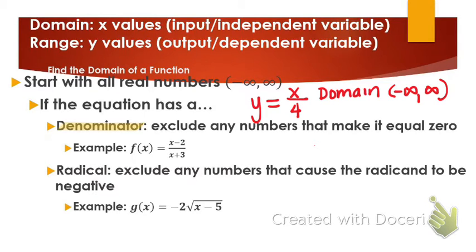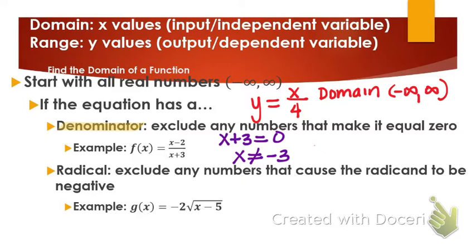So let's look at the first example that I put on your page, where it says x minus 3 over x plus 3. You have to exclude any number that makes the denominator 0. So let's focus on our denominator, which is x plus 3. If you set x plus 3 equal to 0, you get that x cannot equal negative 3. That's the only number that x cannot equal.